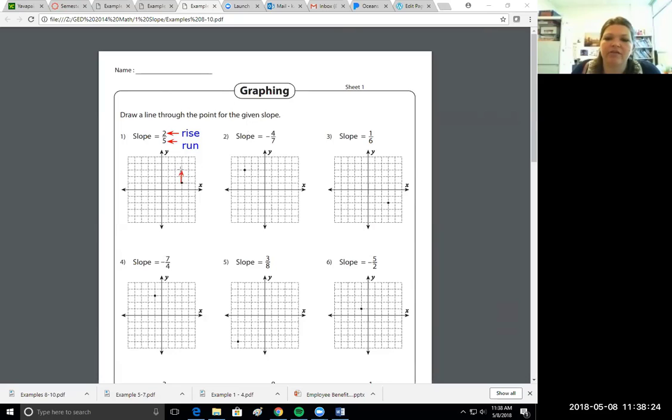If I now wanted to run 5, remember I said we're supposed to run to the right. 1, 2, 3, 4, 5. That would take me off the graph. Now, can I draw a point there? Well, absolutely, I sure could draw a point there. But if you were on the GED, you wouldn't be able to go off the graph. I can go off the graph because I'm using a worksheet. But if I was on the GED, I wouldn't be able to. So what are we going to do?